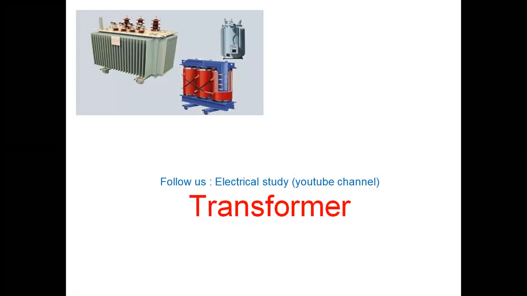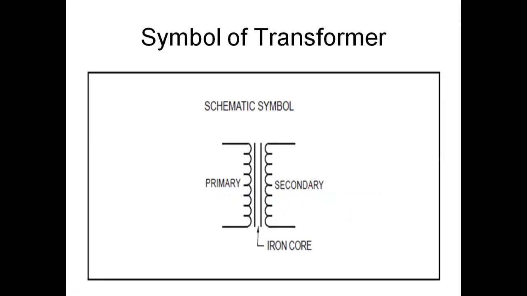Today we will discuss the transformer, EMF formula and turns ratio. We know that a transformer is a device which can transmit power from one end to another by means of magnetic coupling, and it does this work without changing power as well as frequency.